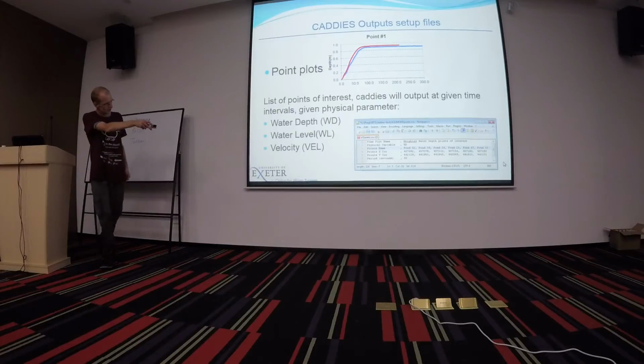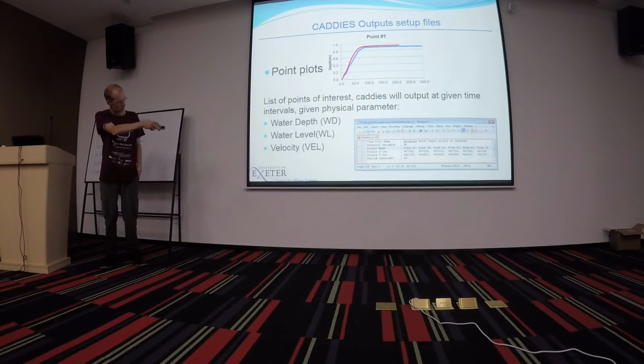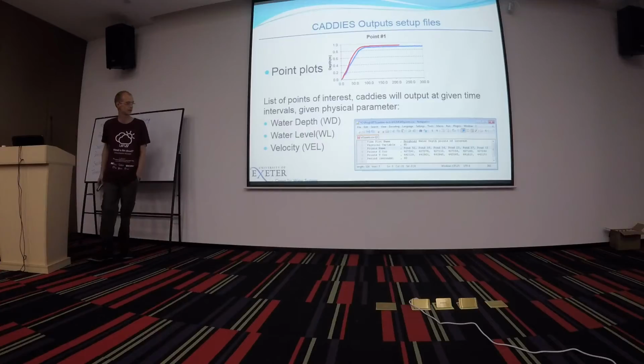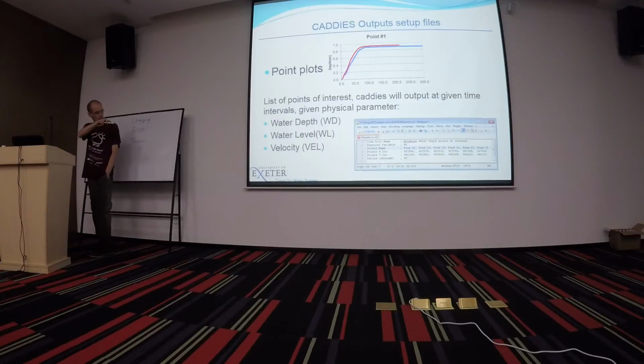So you can see here, this is how one of these output files looks. We've got an arbitrary name here, and then this tells you the physical parameters. So WD is water depth. We have a list of points. Each point is named, and then has an X and a Y coordinate, basically. And then you have a time interval to tell you how often to sample from those points.